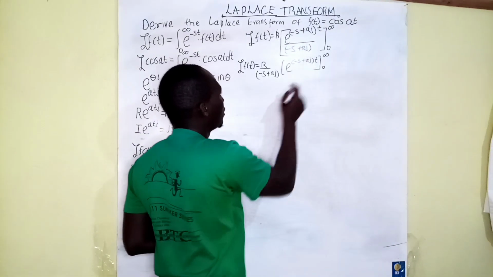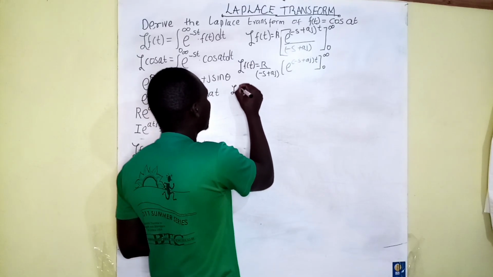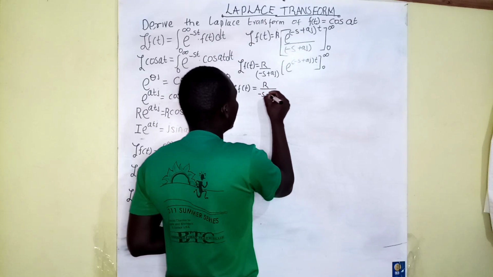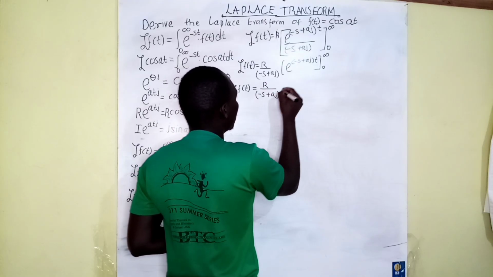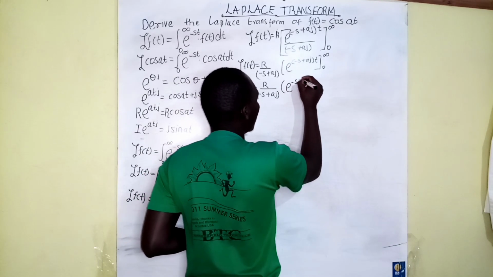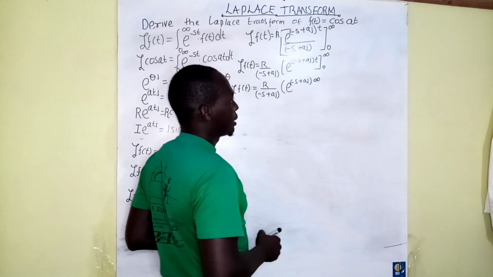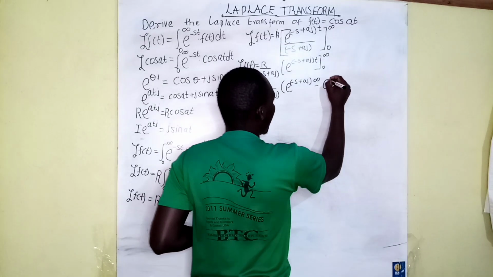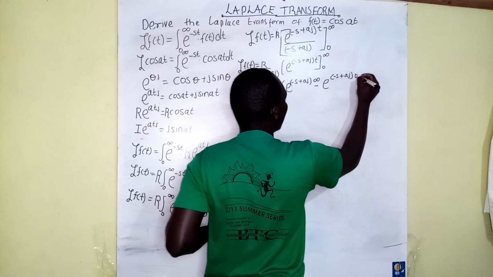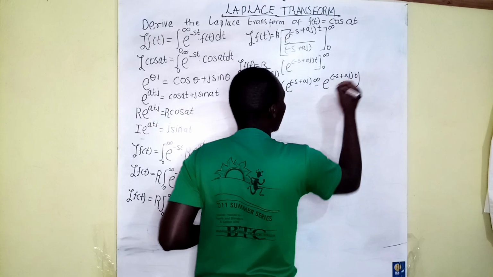Let us now do away with the limits. By doing away with the limits from this function, we are going to have the Laplace transform of function f of t equals r over negative s, we add to that, into exponential negative s, we add to jω, we come and multiply by the upper class limit, we subtract from exponential negative s, we add to jω, we come and replace the term of t with the lower class limit.